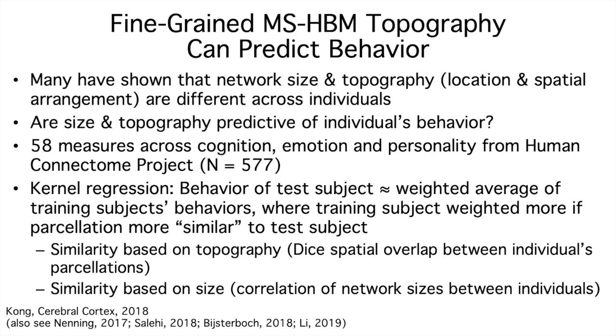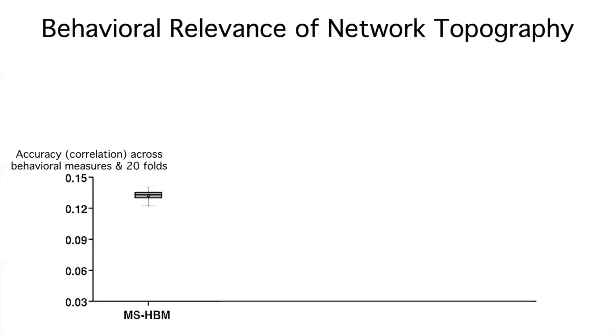We can also define similarity in a different way. In this case, for example, network size. So for example, if my default network is really big and Bruce's default network is also very big, right? Then the model will assume that we have similar behavior and it will predict accordingly. So here's the result of the behavior prediction using network topography, right?